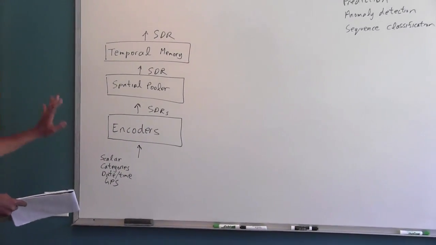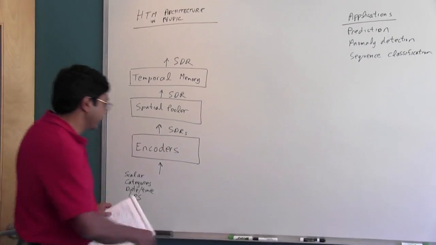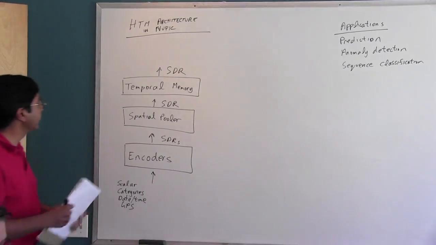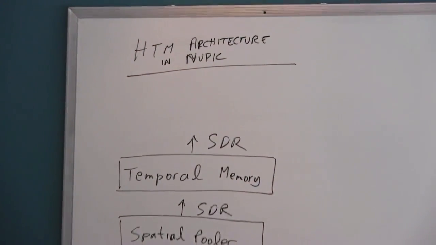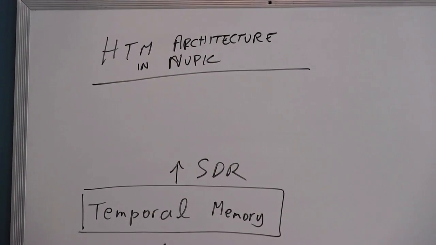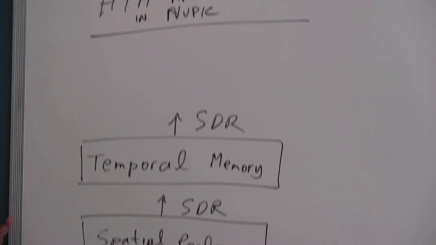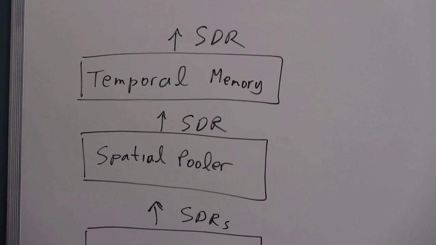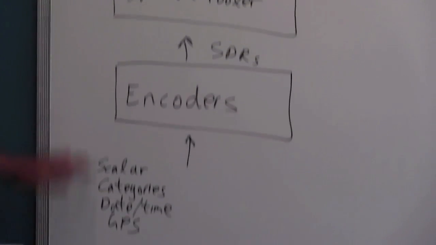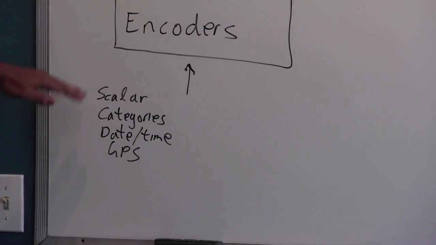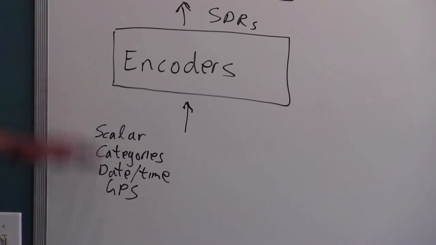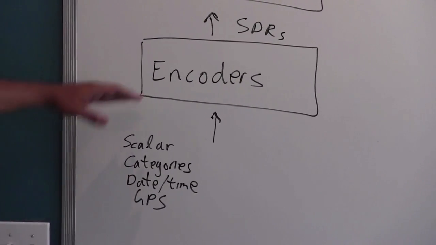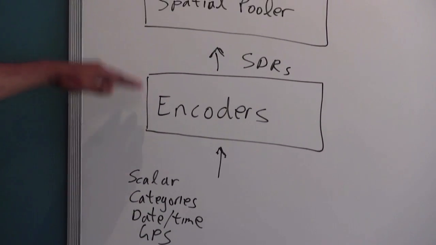What I've drawn on the board at first is just a high-level picture. This is kind of the typical architecture that we work with in Numenta. So we have information coming in, scalars and categorical information, date and timestamp, GPS information, whatever data we're working with. That gets fed to encoders.